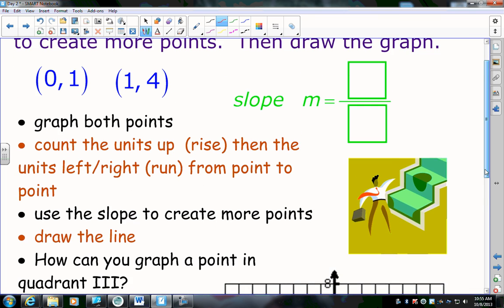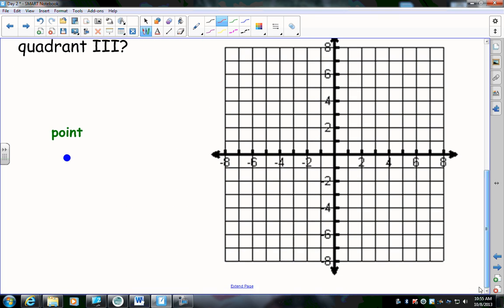All right, so let's see here. I've got 0, 1. Let's put a dot at 0, 1, right there. The other point it gave us was 1, 4. So that means that we're going to go over 1. I'll start at 0, 0. I'll go over 1 and up 4 and put a dot. Now, we've got 2 points.